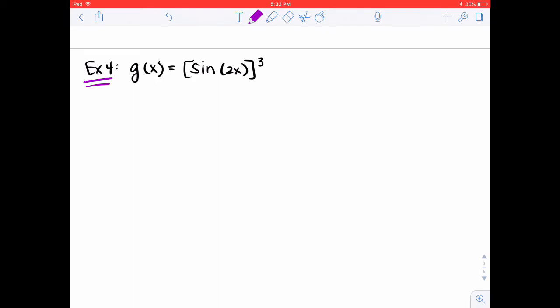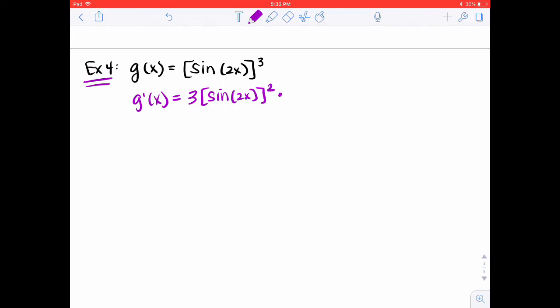Sine of 2x, all cubed. Now we have a function in a function in a function, so there are three functions here. The way you go about this is you work from the outside in, continuing to take your derivative starting with the outer function first. If our outer function here is the cubed function, then we take the derivative of the cubed and keep all the stuff inside the brackets, and then take that derivative.